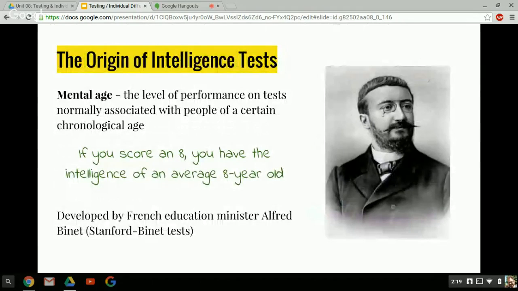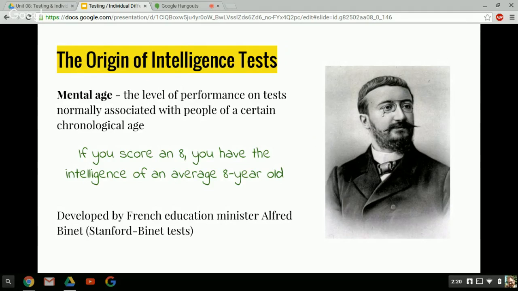Let's talk a little bit about intelligence tests specifically. This is getting into the quantifiable aspect of intelligence tests. When we talk about intelligence tests, we're going to talk in general about mental age. Mental age is the level of performance on tests normally associated with people of a certain age. So like my example here, if you're given an intelligence test and you score an 8, that would say that you have the average intelligence of an 8-year-old.